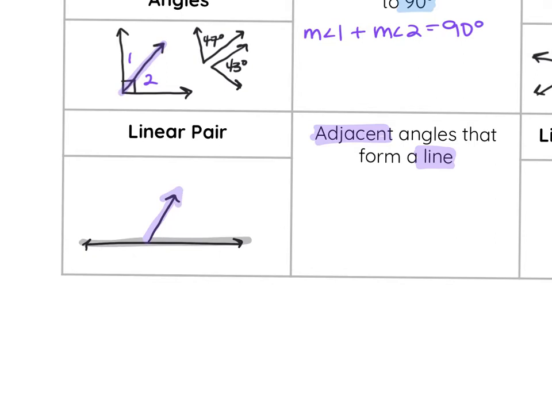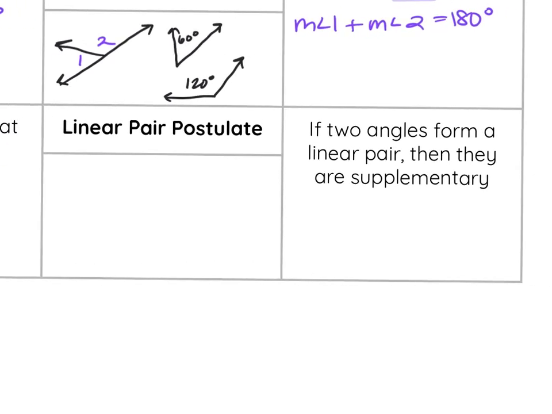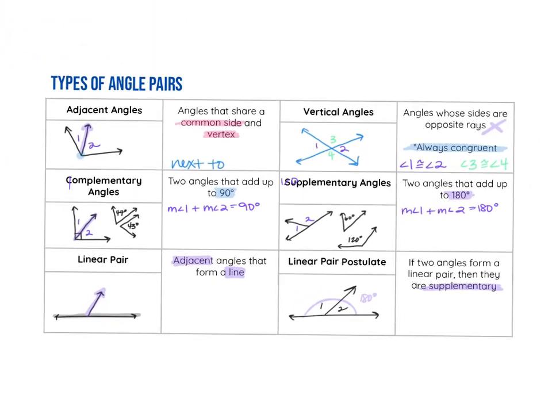Because they form a line, we're going to look at this postulate that says if two angles form a linear pair, then they are supplementary because a line by its nature is 180 degrees. So if I have two angles that form a line, and we know that this whole thing is 180, they have to be supplementary. Okay, so there are our 5 different angle types and then one additional postulate.